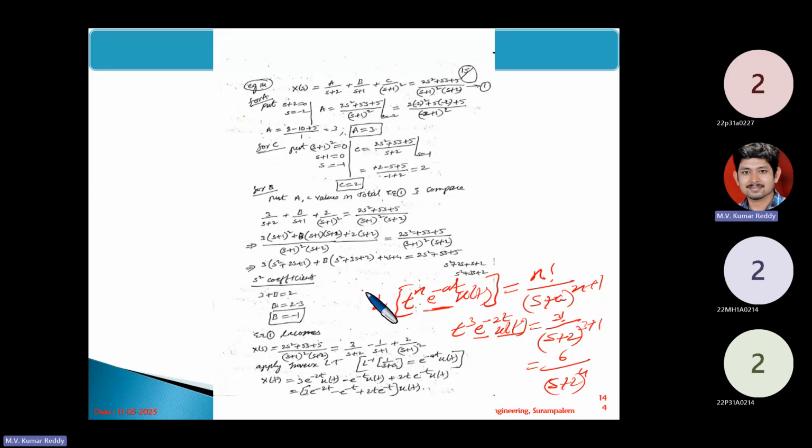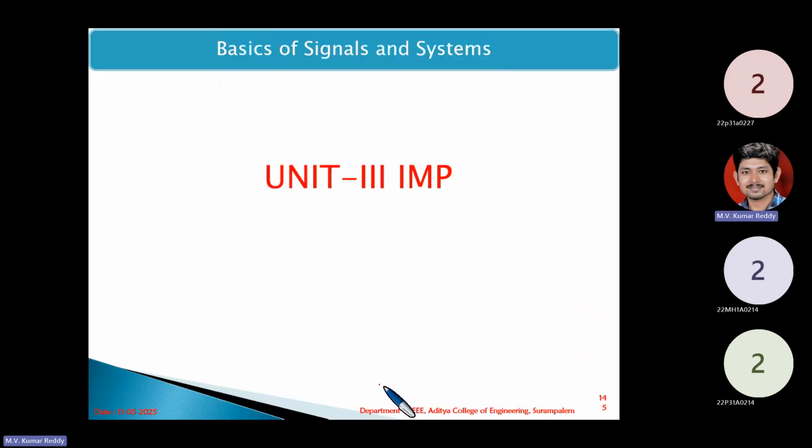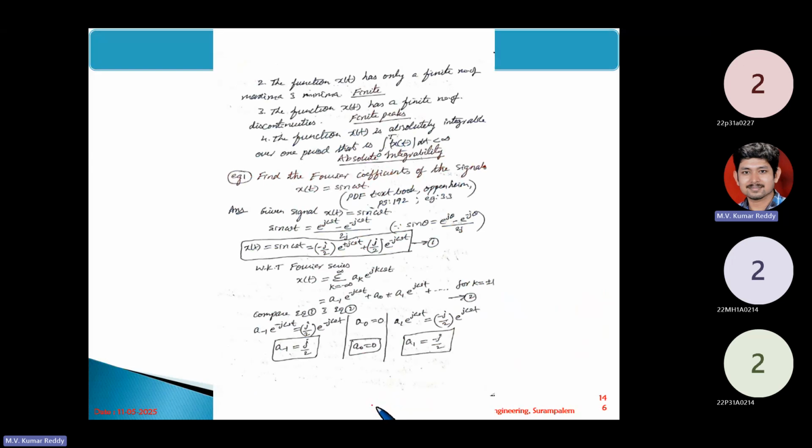This is one of the important formulas. This is also an important formula. Only 10% of this formula will become 90% of the problems. This is the 90% formula. So it is completed. And now unit 3 important questions. These are the unit 3 important questions.